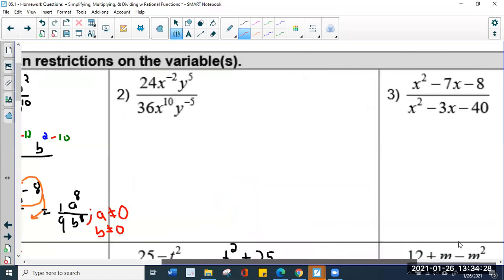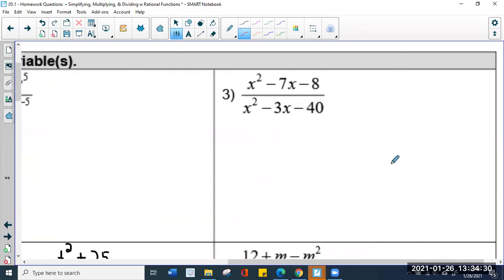The problem I have over here is that I do not have multiplication, I have subtraction. So the overall gist on this problem is I have to come over here and factor, because once I produce factors on the top and the bottom, I will then have multiplication. And when I have multiplication, that is when I'm permitted to reduce.